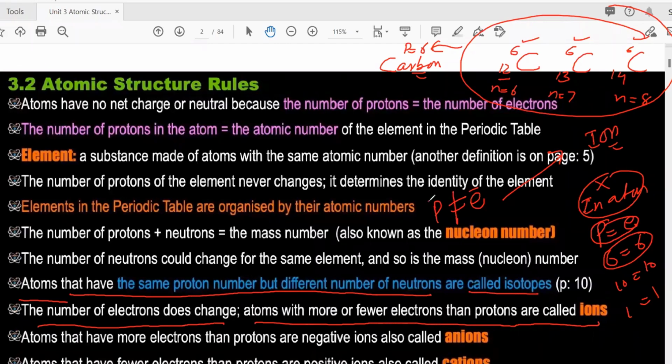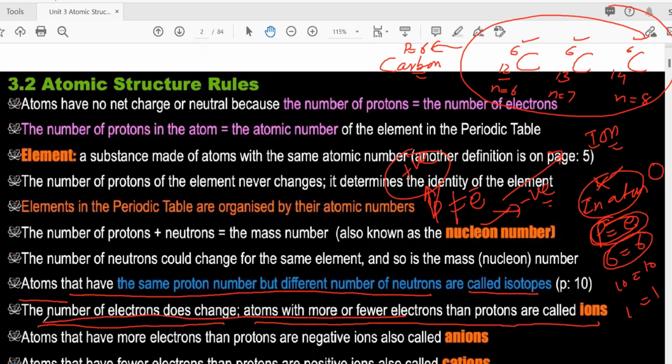If protons are more, it is known as a positive ion. If electrons are more, it's known as a negative ion. So this is the difference between an atom and an ion. Once again, in an atom the number of protons and electrons is always the same, due to that the charge is 0. But in an ion, the number of protons and electrons are different from each other. If protons are more than electrons, it's known as a positive ion, or if they are less than electrons, it's known as a negative ion.